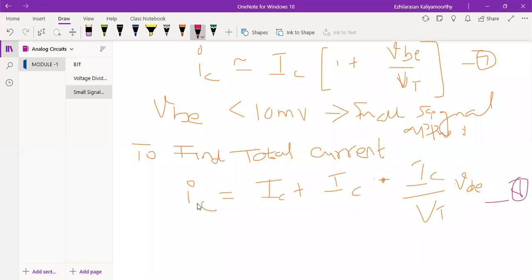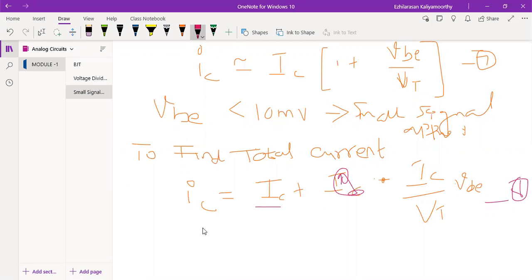This expression as 8. Now, the collector current is composed of the DC bias value IC and the signal component ic, from this expression, right? So now the total current is composed of two things. One is the small ic, another one is capital IC. That is nothing but the DC bias value of IC and the signal component also.